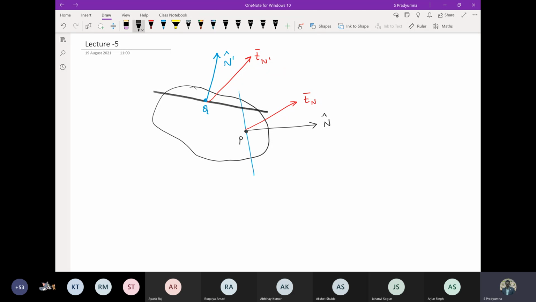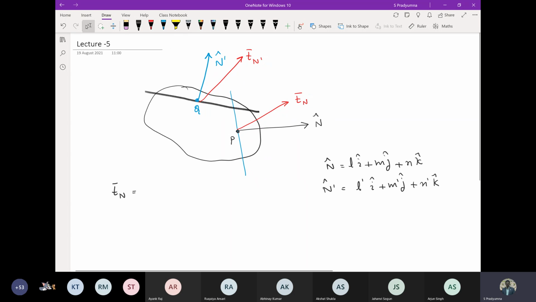Now let us say I know the equation for this traction Tn, in terms of, let's say, this n is given as l i cap plus m j cap plus n k cap. This is the unit normal n cap, and similarly n dash cap is given by l dash i cap plus m dash j cap plus n dash k cap. Now I can write this in terms of ijk corresponding to xyz.